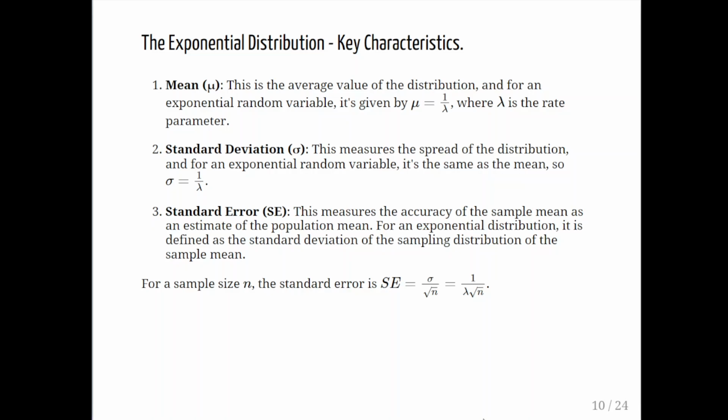The standard error measures the accuracy of the sample mean as an estimate of the population mean. To cut to the chase, for this case, the standard error is sigma divided by the square root of n, which is 1 divided by lambda times the square root of n. Or in other words, 1 divided by the square root of lambda squared times n. Now that's going to be important later on, because the mean and the standard error are essentially the parameters for the sampling distribution, which is the bell curve that we're going to see shortly. Okay.